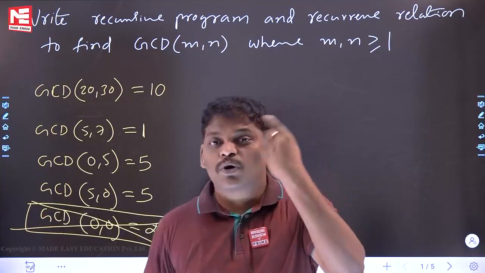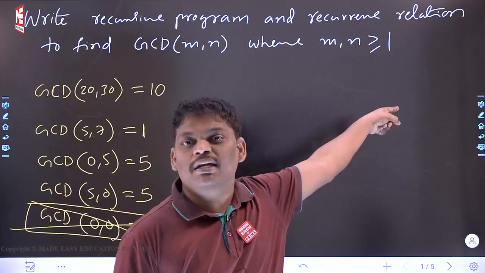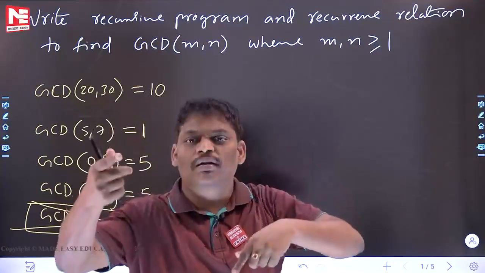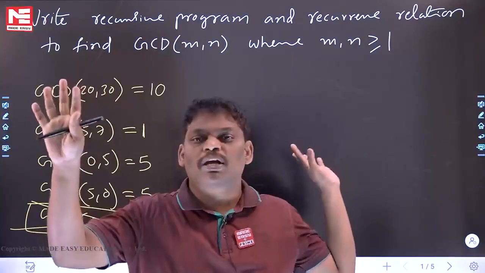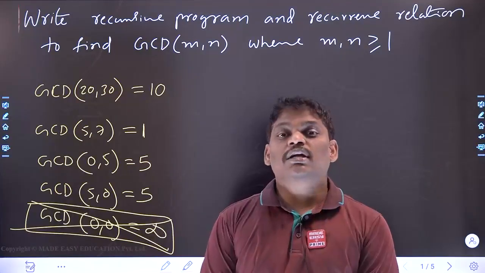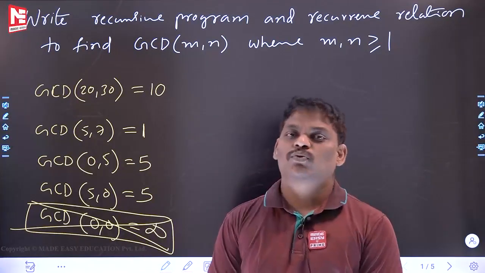Both 0 is not possible at all, because m comma n are greater than or equal to 1. I will give initially non-zeros. In between maybe one number may become 0, but both cannot be 0. That is the reason this case is not possible. GCD is undefined if both are zeros.